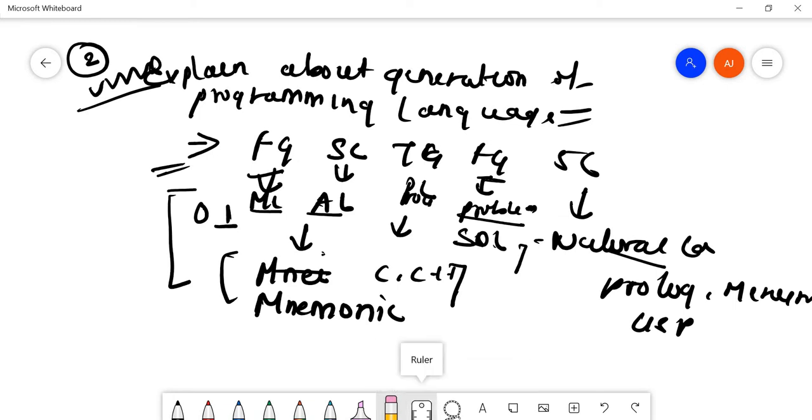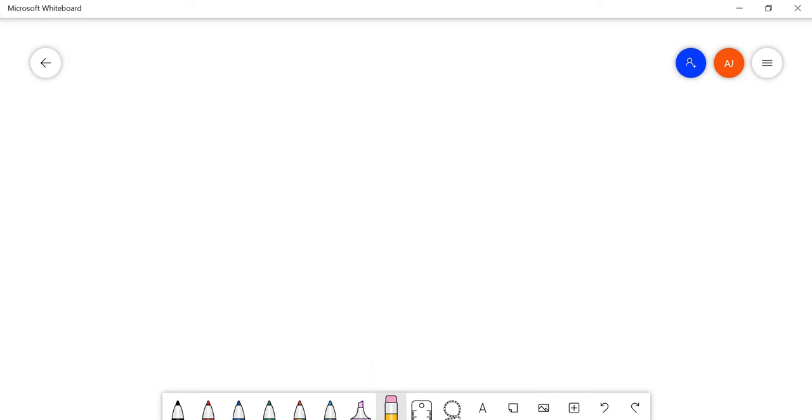Okay, so there is a question. I think they asked this in 2070 Chaitra. Let me erase this. So I am going to explain this question.